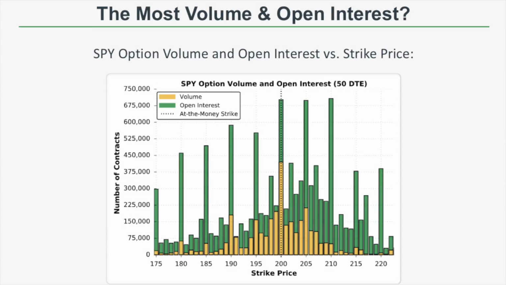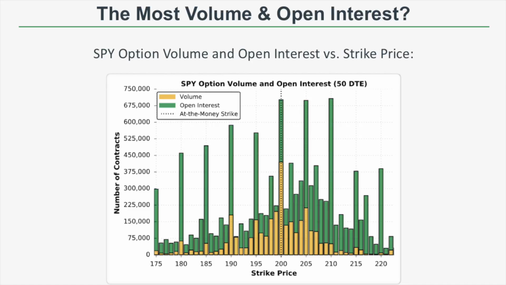So which options have the most volume and open interest? Well, to test this, we looked at SPY options on a trading day in 2016, and on this particular day, we looked at the expiration cycle with 50 days to expiration. In that expiration cycle, we totaled up the volume and open interest at each strike price and plotted it visually to see if we could spot any trends.